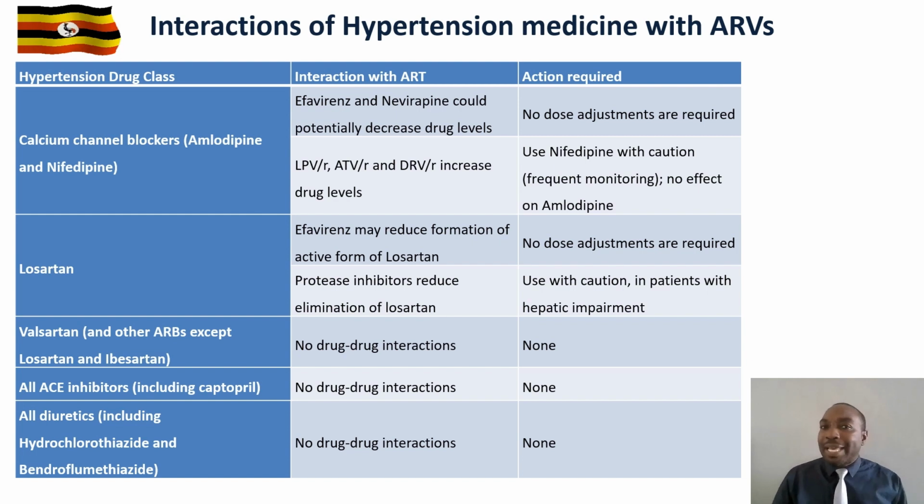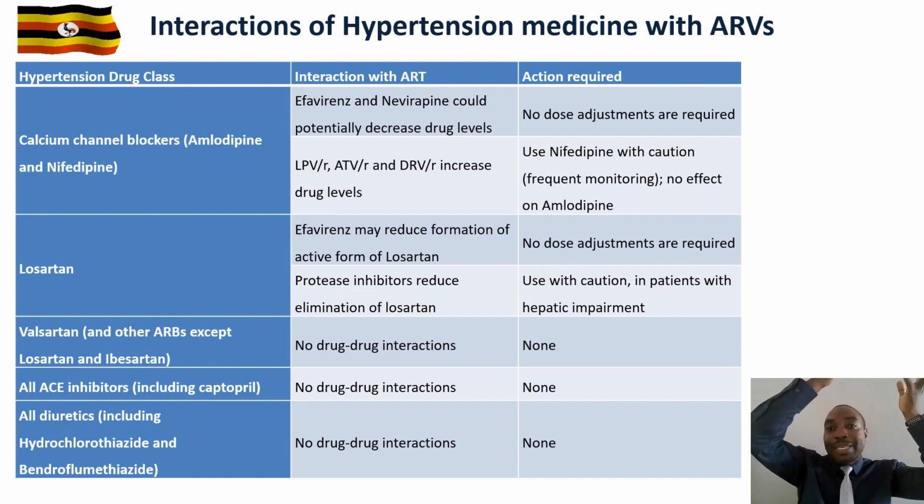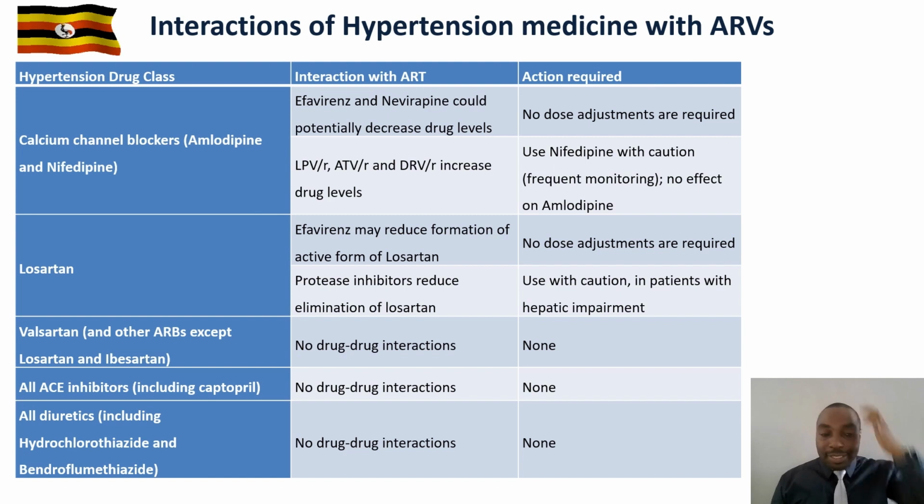So anyone on PIs, remember, PIs are blocking the liver enzyme system that is supposed to clear or metabolize drugs out of the system. If you block that system, drugs like losartan and nifedipine will remain high in blood because they are not being cleared. And therefore, someone's blood pressure may drop significantly.